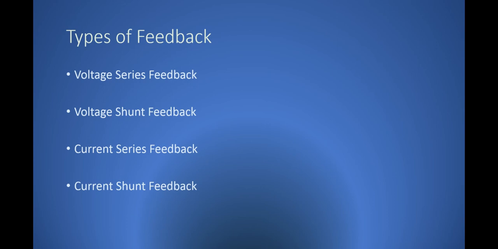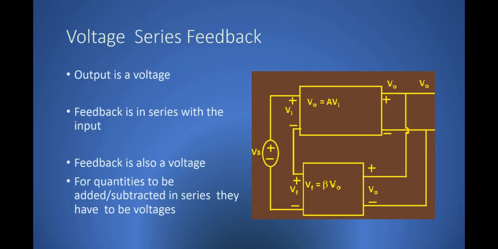So let's see the block diagram of the voltage series feedback. So here we have the block diagram of the voltage series feedback. So you can see here the output is a voltage V0 and feedback is in series with the input.